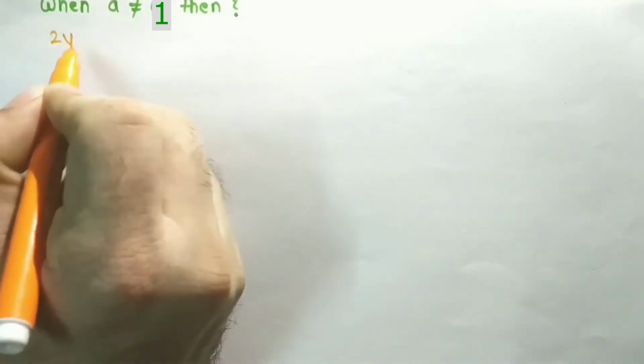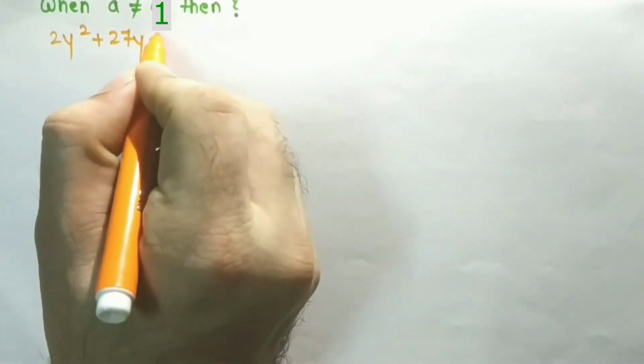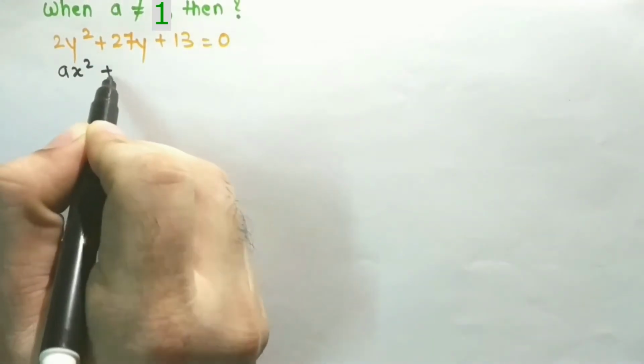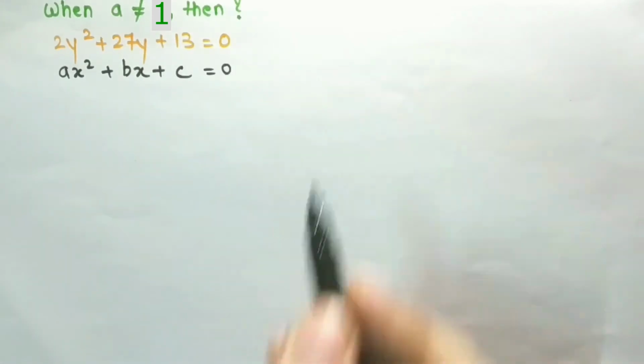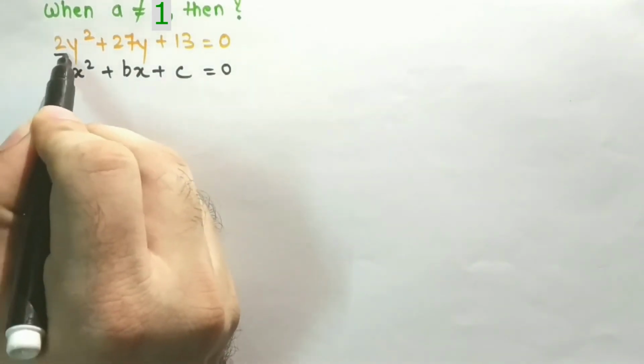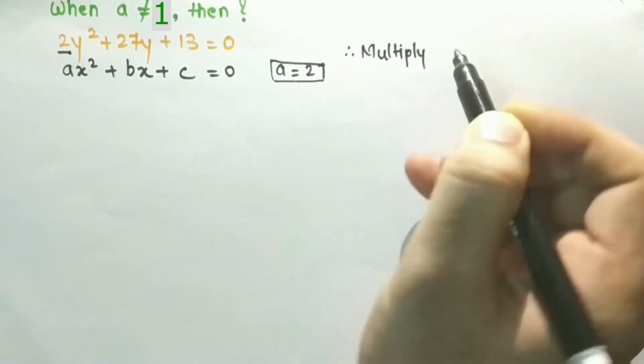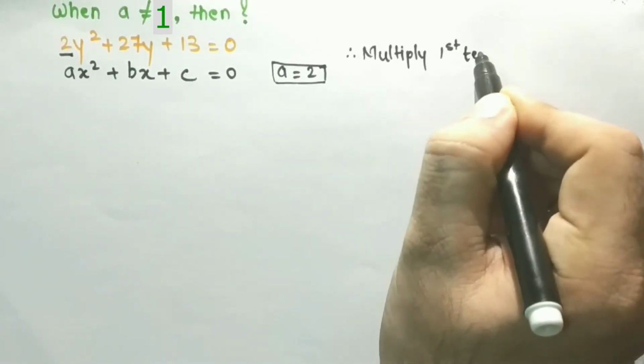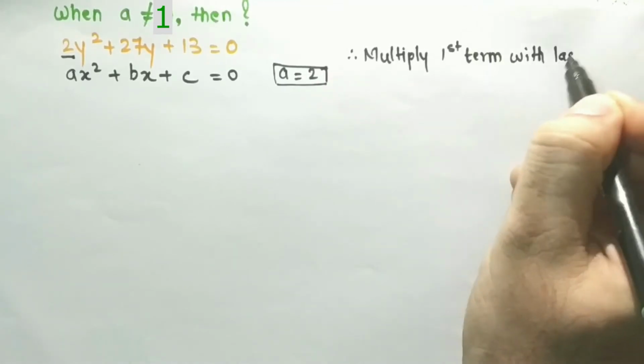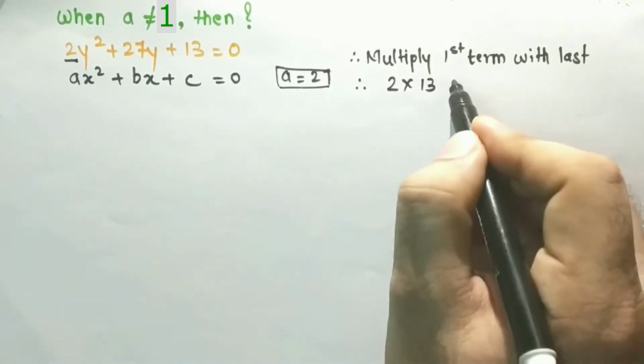Now let us solve a sum where a is not equal to 1. Then what? Let's take this sum: 2y square plus 27y plus 13 is equal to 0. While comparing this with the general form of quadratic equation ax square plus bx plus c is equal to 0, we notice that a here is equal to 2. In such a situation where a is any other number than 1, we will multiply the first term with the last term. Therefore, 2 into 13 is equal to 26.